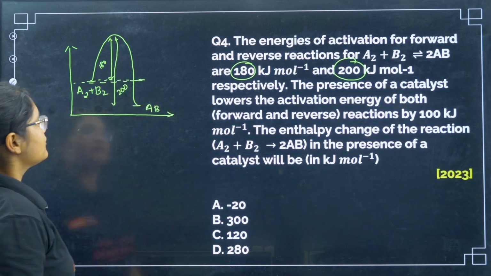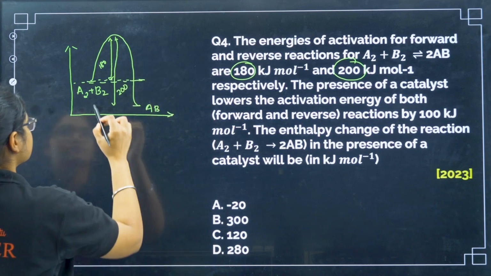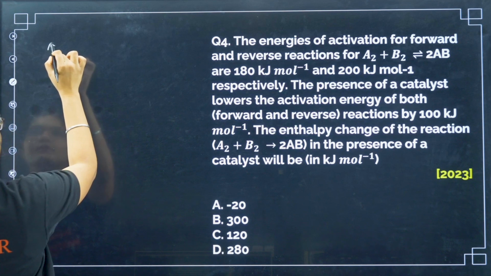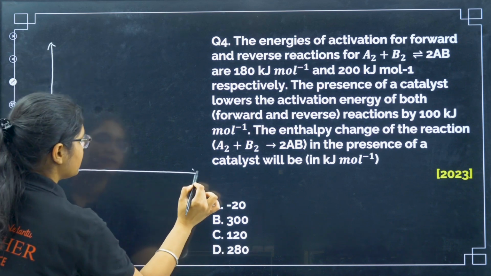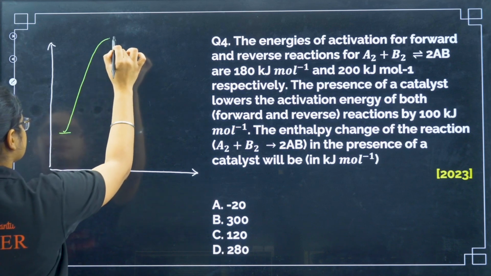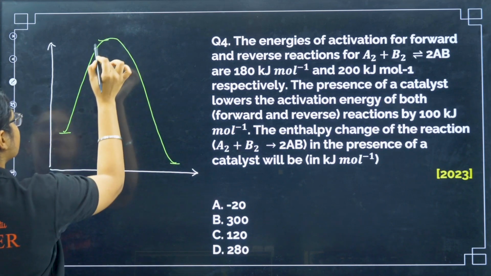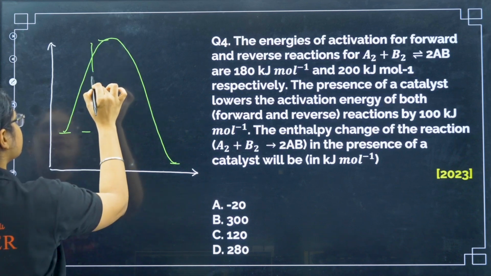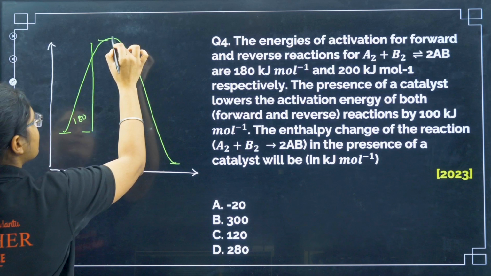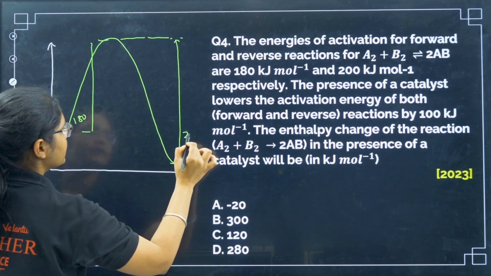This is there. Now the question is saying that when you use catalyst, both of them decrease by 100 degrees. So that means, let me do a bigger graph here so that I can show you properly. Okay, this one, from here to here, this value is how much? 180. Okay, and then I'm writing here, this value is 200.